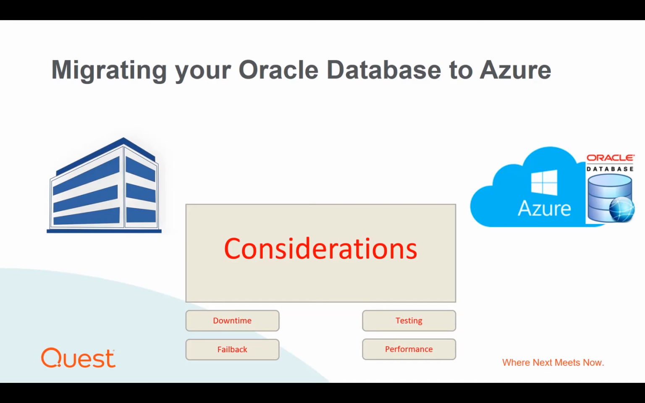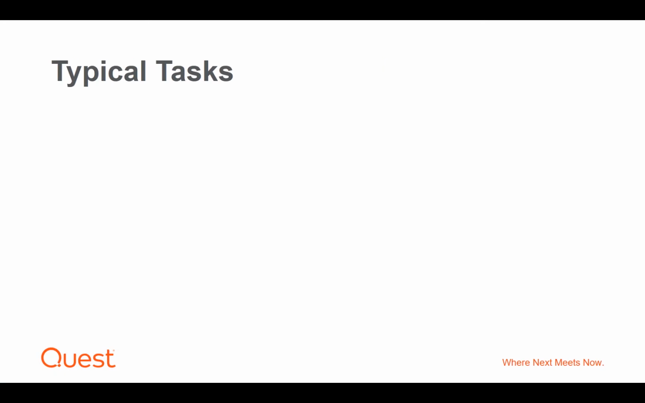And then what about performance? How are you going to specify what the configuration should be in Azure VMs to get the right performance comparable with what you had on-prem, but also thinking about the cost implications of that?